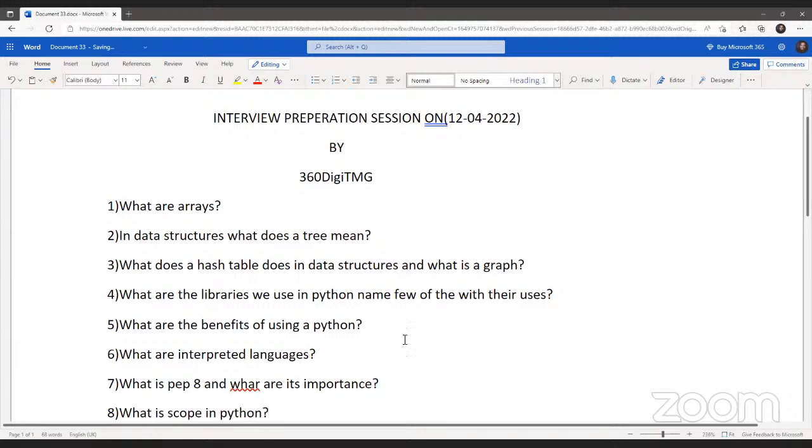what is scope in Python? If anyone knows the answer, can ping me in the chat box and we'll discuss the answer.